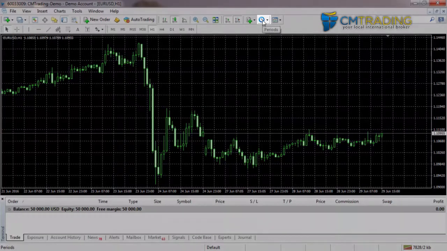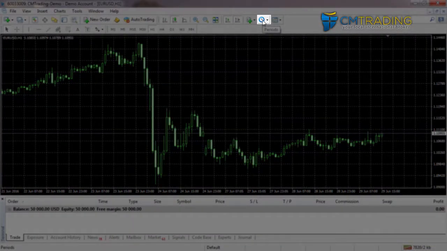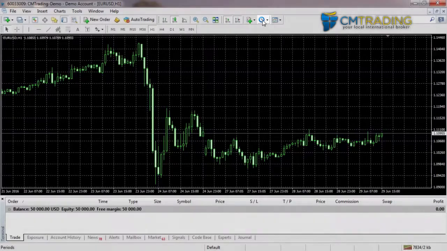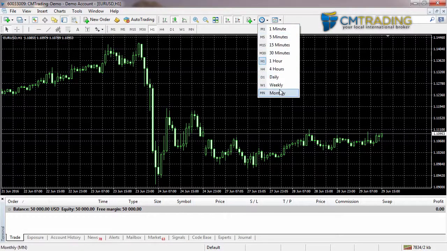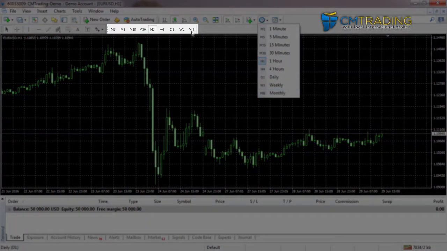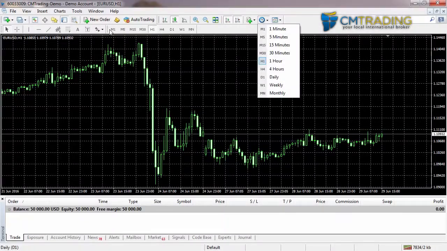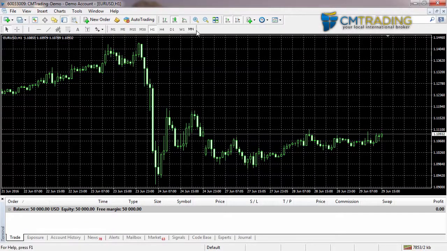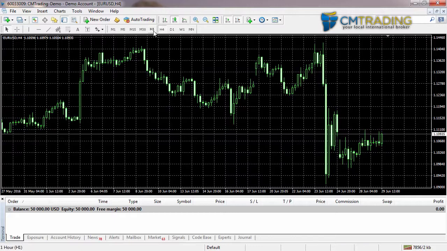The next button over here is periods. This is setting the different time frame that we're looking at for trading. If you click on it, it'll bring down the different time frames. It is the same as these buttons across here, so you can choose which one is more convenient for you. I personally like to click on these buttons. I find it's a little bit quicker.